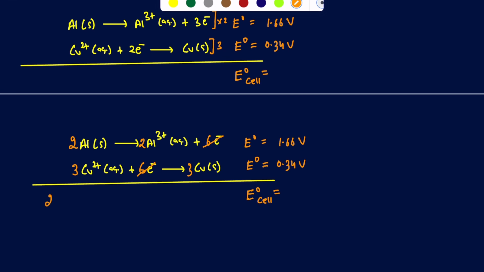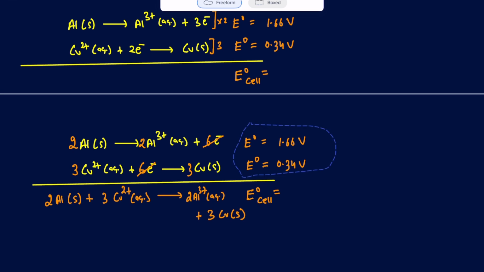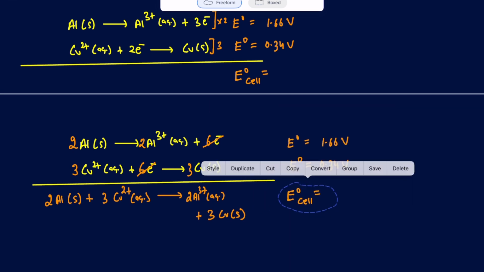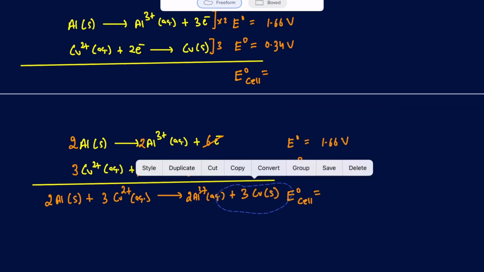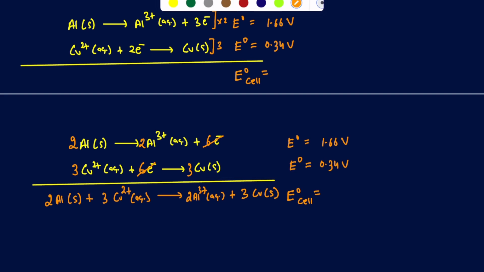And I end up getting 2 aluminum solid plus 3 copper 2 plus aqueous. And that is going to make 2 aluminum 3 plus aqueous and 3 copper solid. That's going to be your overall balanced equation. And your E0 for this overall cell, when I add up 1.66 and 0.34, is going to be 2.00 volts.